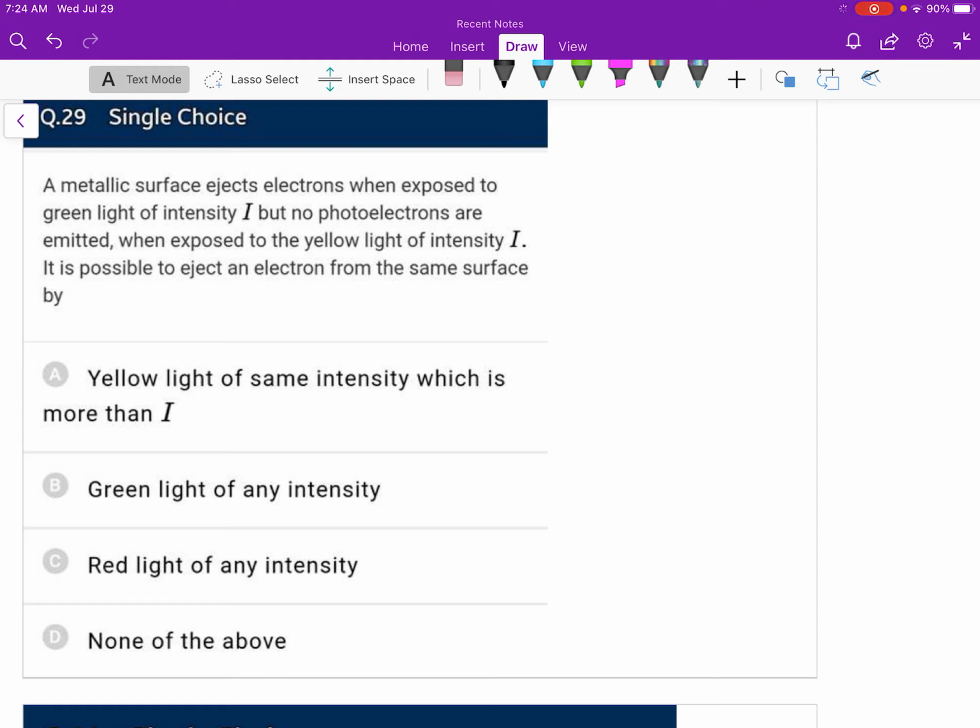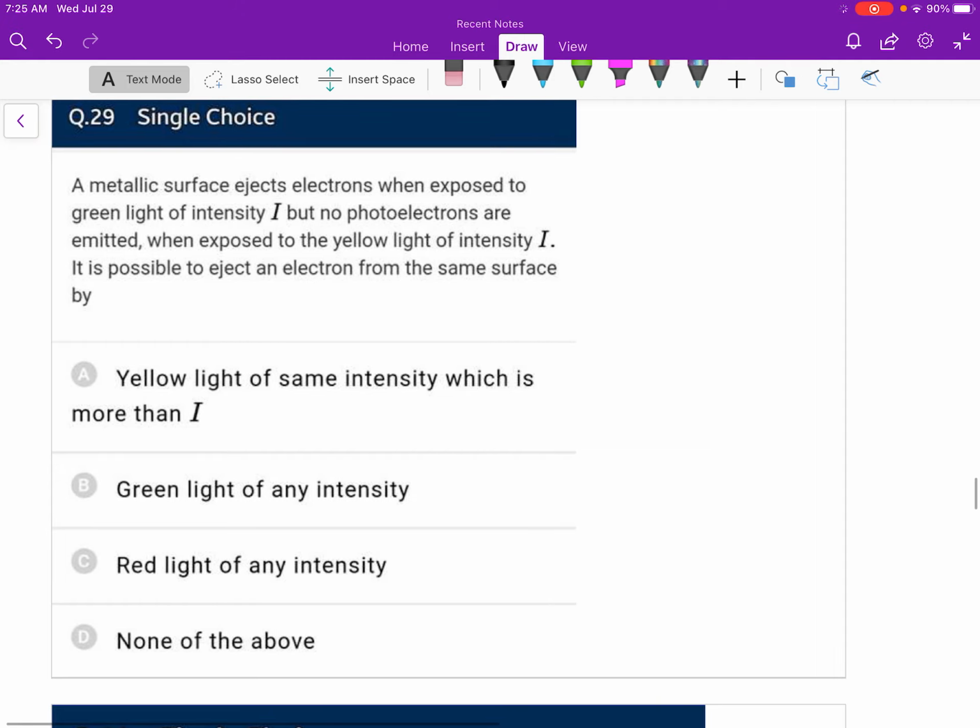Metallic surface ejects electron when exposed to green light. So no electrons are emitted when exposed to yellow light. Okay, so emission happens on green light and not on yellow light. So if yellow light of same intensity which is more than I, then the yellow wavelength is more than the threshold wavelength, so increasing the intensity will not produce emission in the photoelectric effect, so there will be no emission. Green light of any intensity: the metallic surface ejects electrons when exposed to green light, so on green light emission will happen.